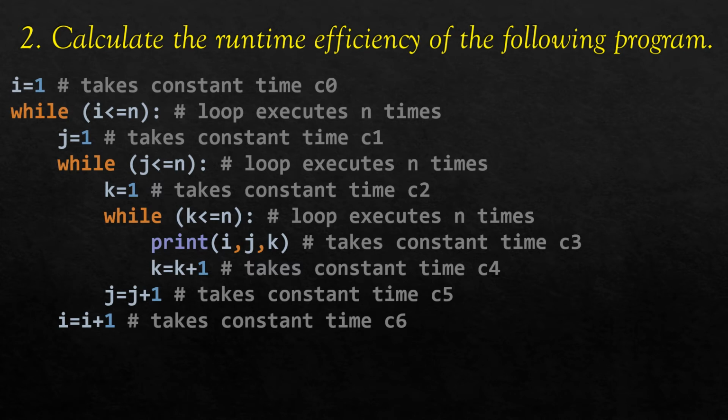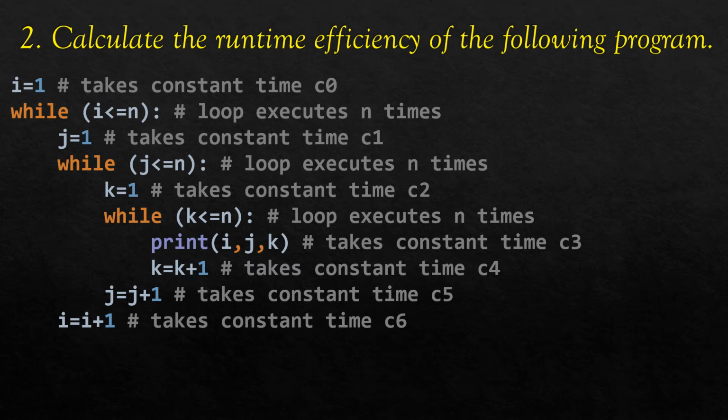Now the next question is to calculate the runtime efficiency of the following program segment. The program is like this. First i is equal to 1. Now while i is less than or equal to n, j is equal to 1. While j is less than or equal to n, k is equal to 1. And while k is less than or equal to n, print i, j, k. And k gets incremented by 1 for the inner while loop, j gets incremented by 1 for the second while loop, and i gets incremented by 1 in the first while loop.